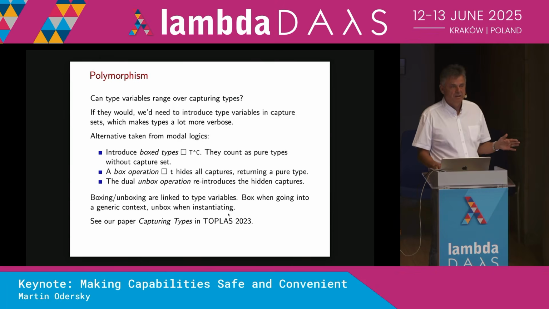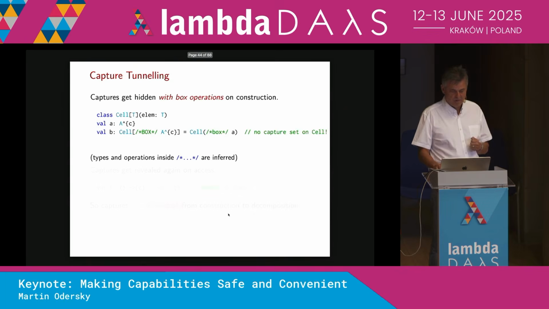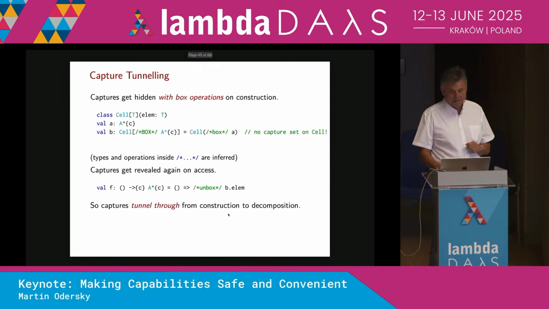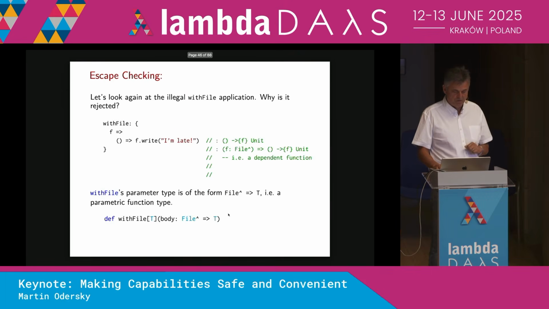So that has, I think, essentially the only practical thing that works for polymorphism. It's something that is inspired from modal logics. It works with box types, but you won't see them because they're all inferred. So it's complicated, but the compiler does it behind the scenes. And it lets the captures tunnel through nicely from composition to decomposition. And it also explains why this file problem failed with escape checking.